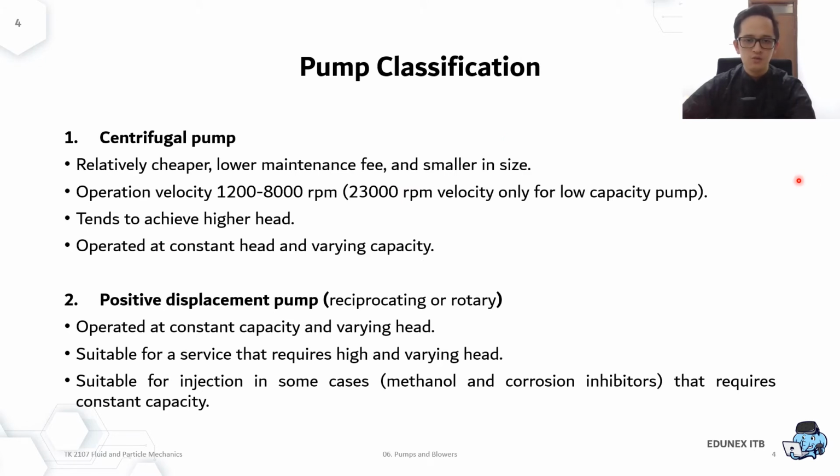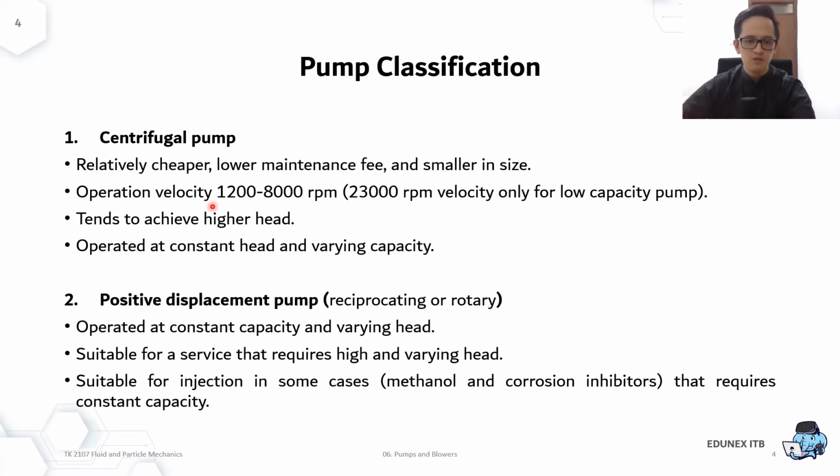So this slide shows you two of the most commonly used pumps. The first one is a centrifugal pump and the second one is a positive displacement pump, or a PD pump. The centrifugal pump is relatively cheap, has low maintenance cost, and is small in size. That's why it's very popular to be used in industry.